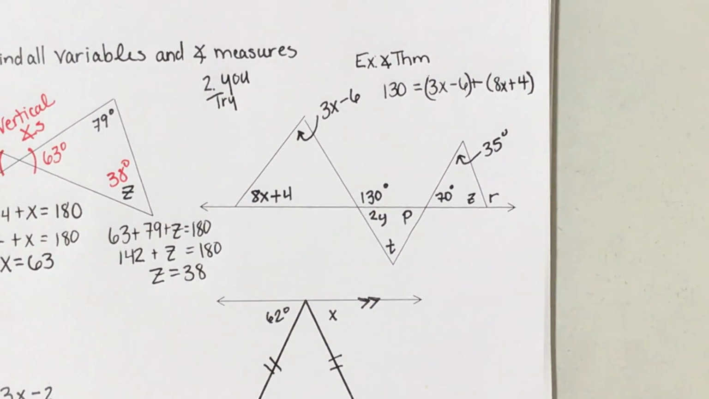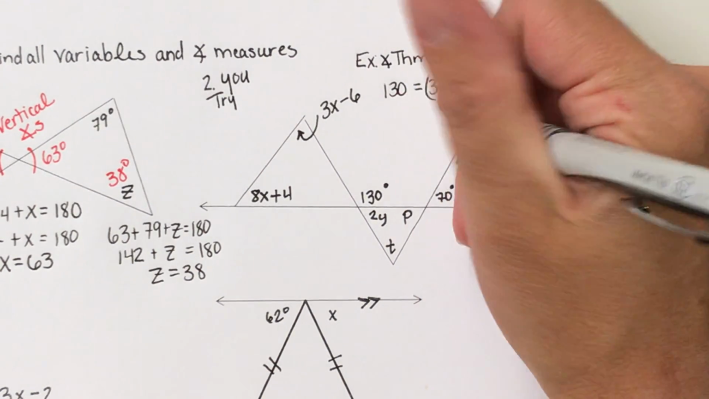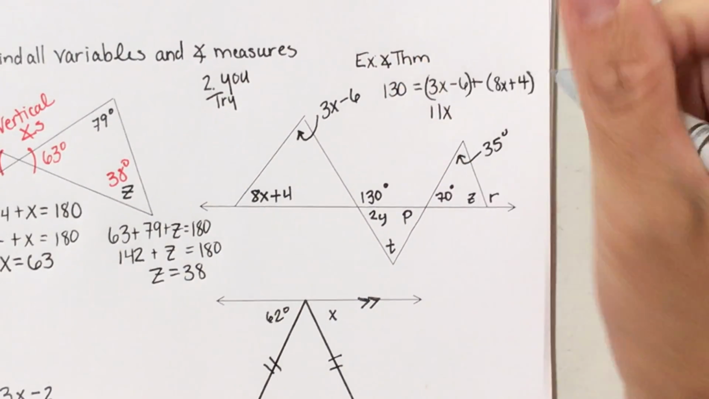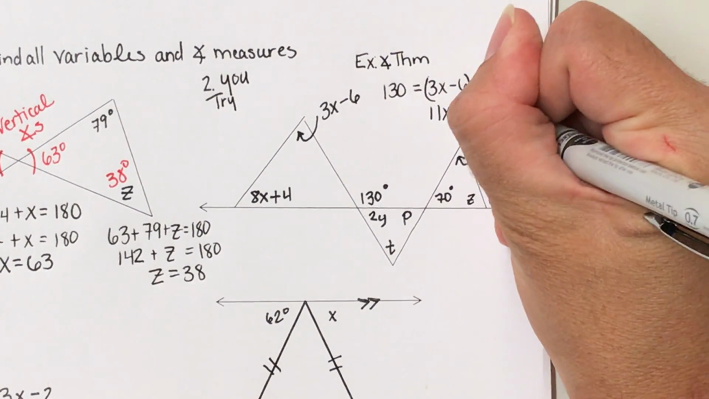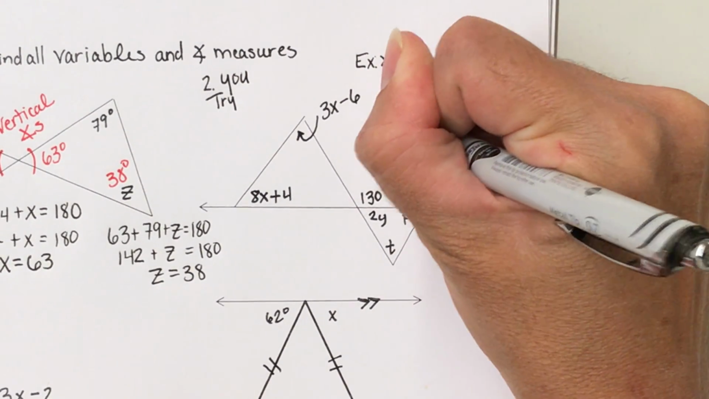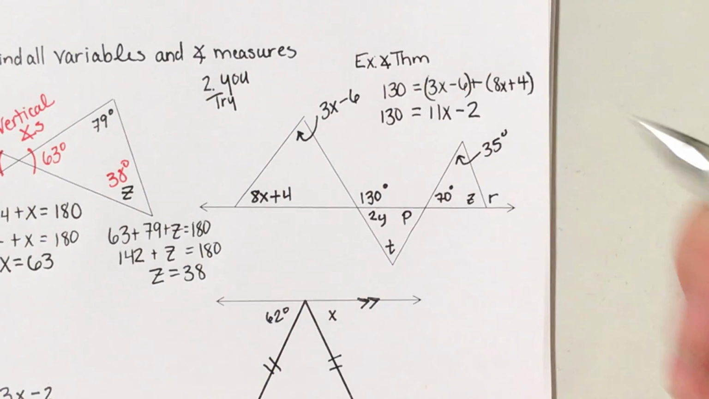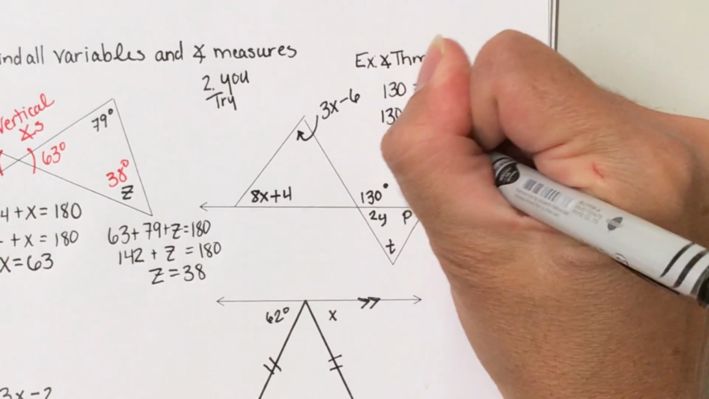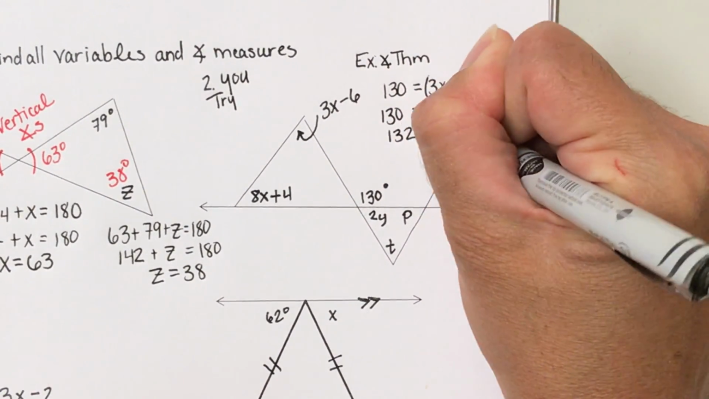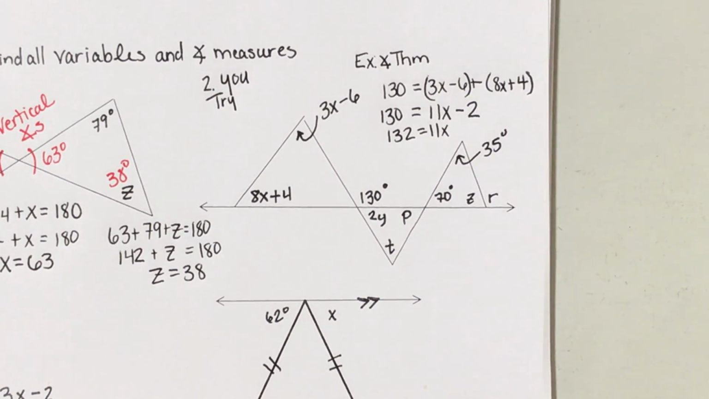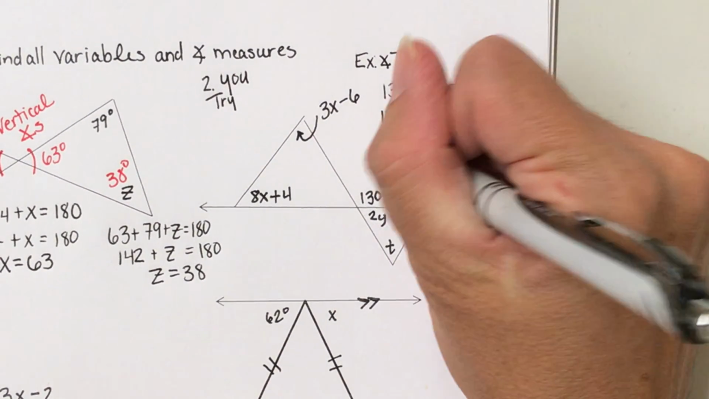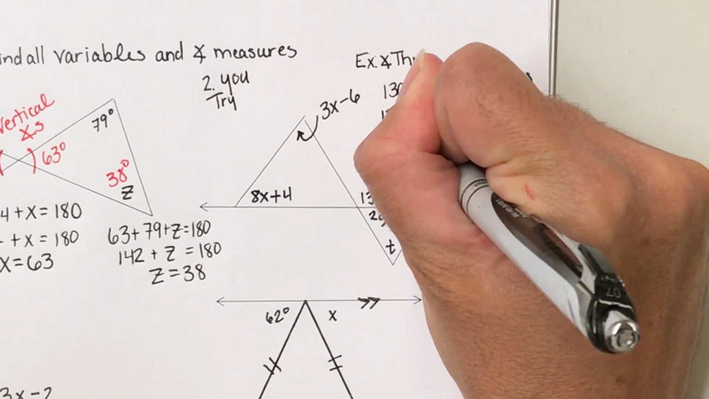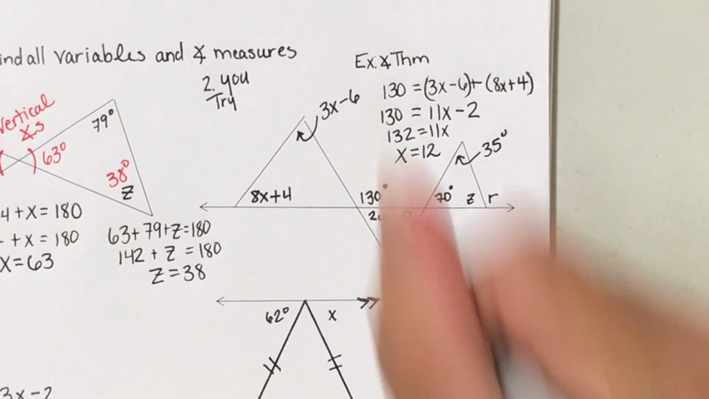Okay, now I use parentheses just so that you can see that we're talking about different angles here, but they really weren't necessary. I can combine like terms. 3x and 8x is 11x. Negative 6 and 4 is negative 2. So 11x minus 2 is equal to 130. Add the 2 to the 130, so 132 is equal to 11x. So 132 divided by 11 leaves me with 12. So x has a value of 12.